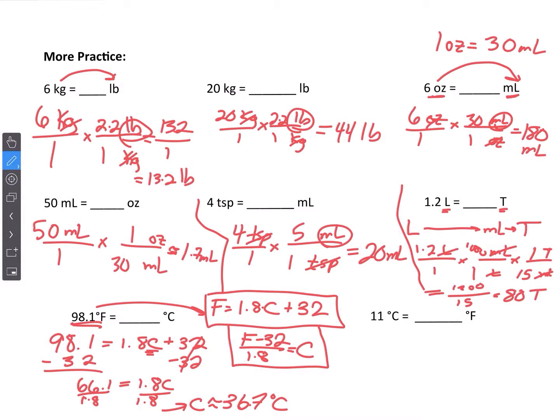The final problem, 11 degrees Celsius, I'm going to plug that into this formula. So I'll take 11, I'll multiply it by 1.8, and then I'm going to add 32. So I can do all of this at once. Your calculator, if you put that entire thing in, it should do the order of operations correctly. You're going to get 51.8.